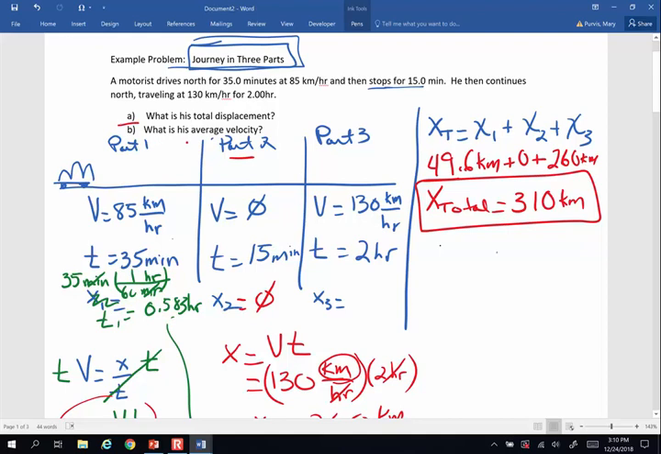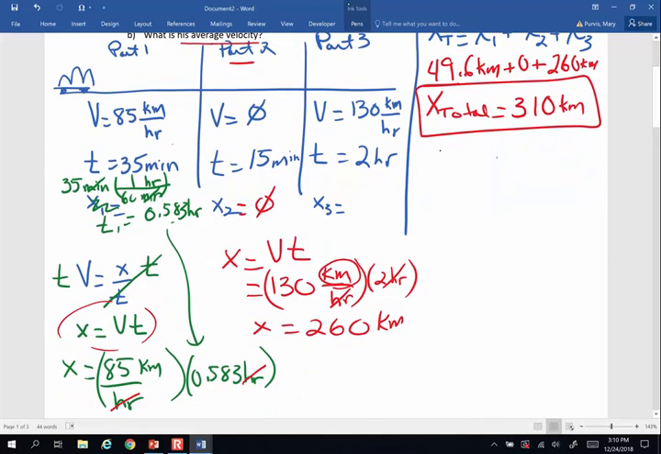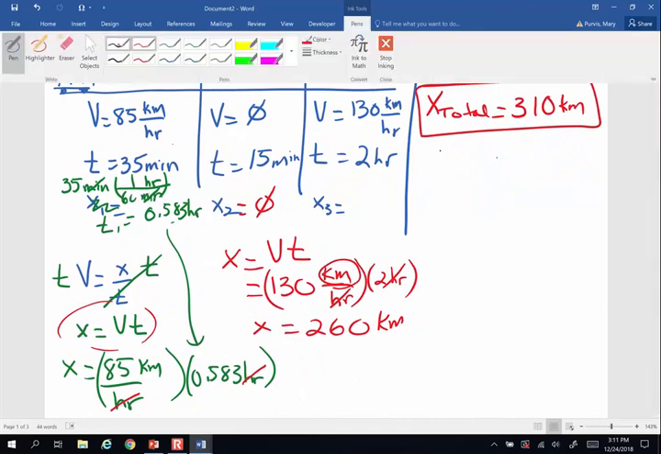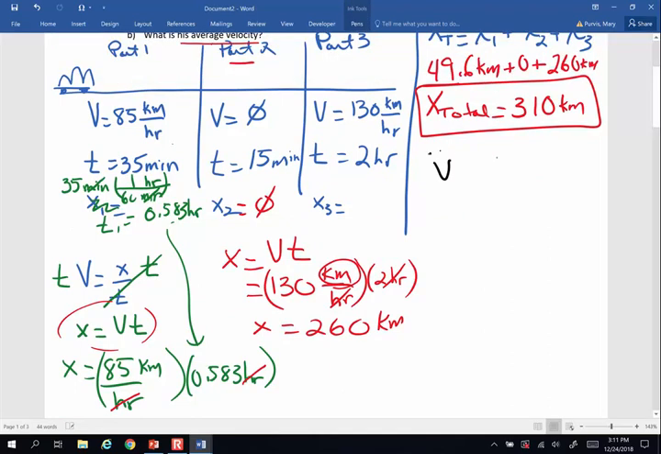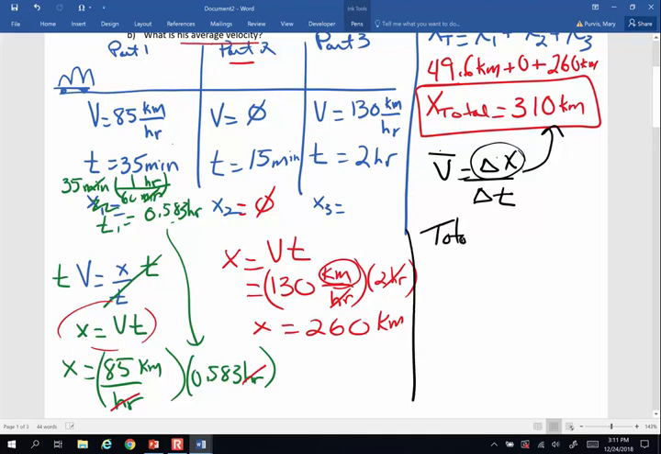Now Part B says, what is the average velocity? Okay, average velocity. How the heck are we going to do this? Average velocity is going to be the entire change in displacement divided by the entire change in time. Well, this happens to be my entire change in displacement. My change in time is going to be equal to my total time, and my total time is going to be the time from Part 1 plus the time for Part 2 and the time from Part 3.